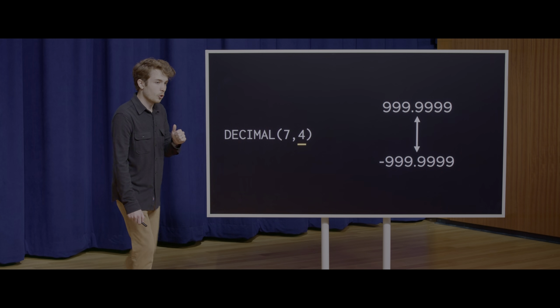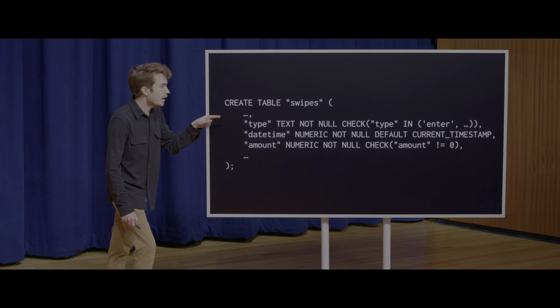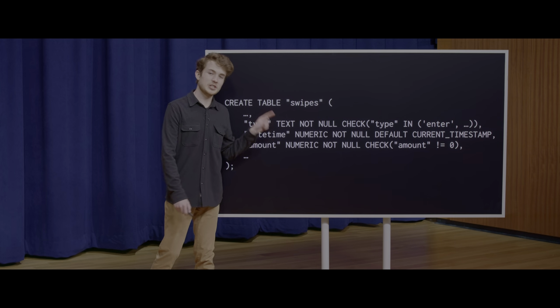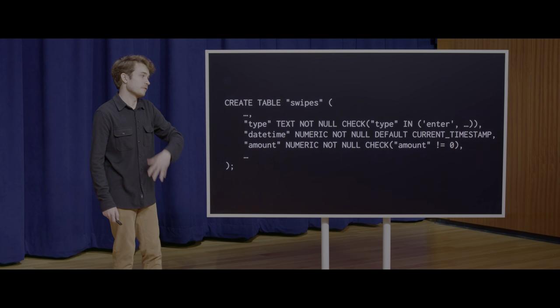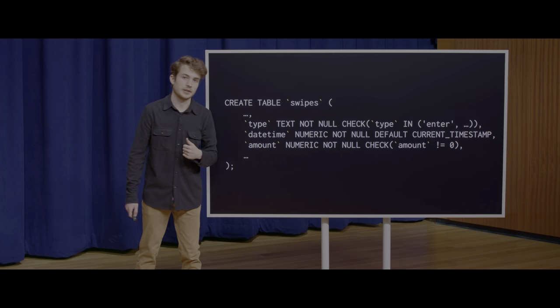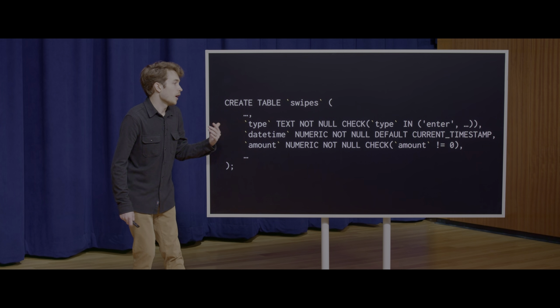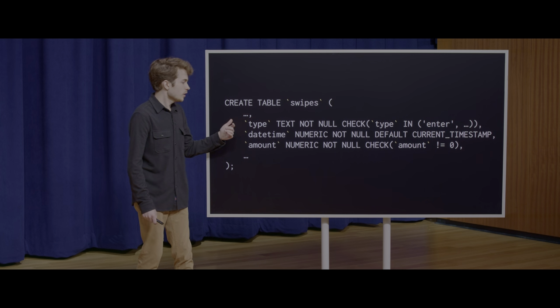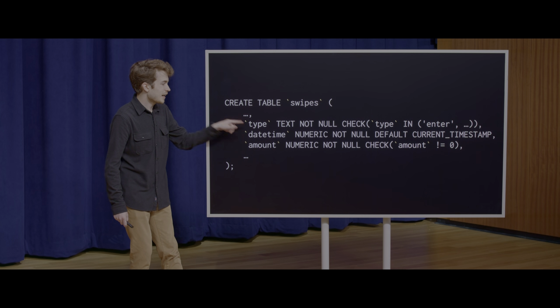Okay, so let's try this here. I want to migrate this table from SQLite to MySQL. The first thing to do, change these quotes from double quotes to backticks. I could then update my primary key and so on. But let's focus now on this type.